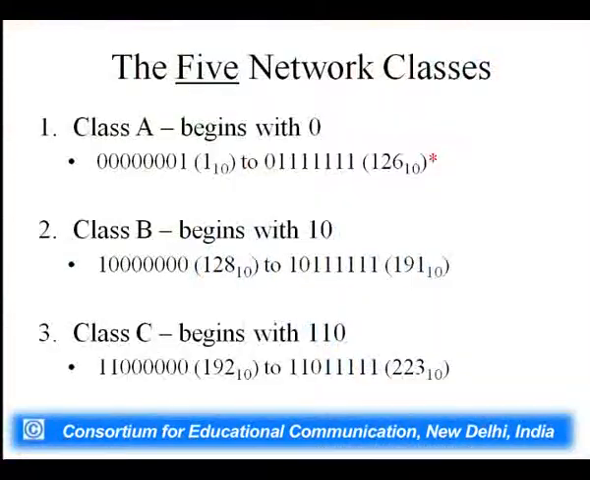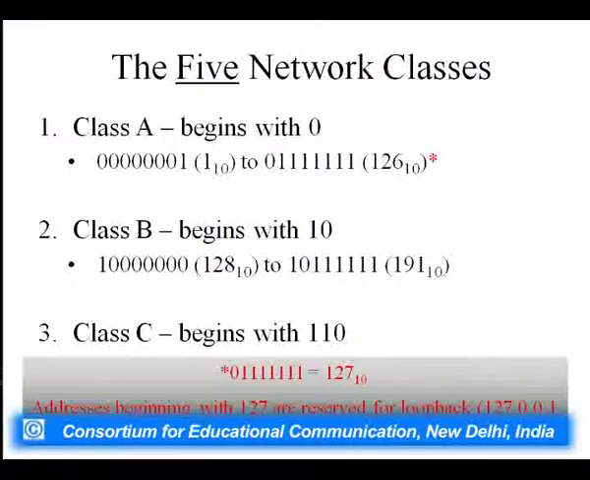Then class C addresses begin with 110. So, when any address begins with 0 as the first bit, it is class A. If it begins with 10, it is class B. If it begins with 110, then it becomes class C. The 110 and the remaining bits being 0 corresponds to a decimal number of 192. So class C addresses in decimal numbers begin from 192 and go up to 223, or in binary 110 followed by 5 ones. That is a class C address.